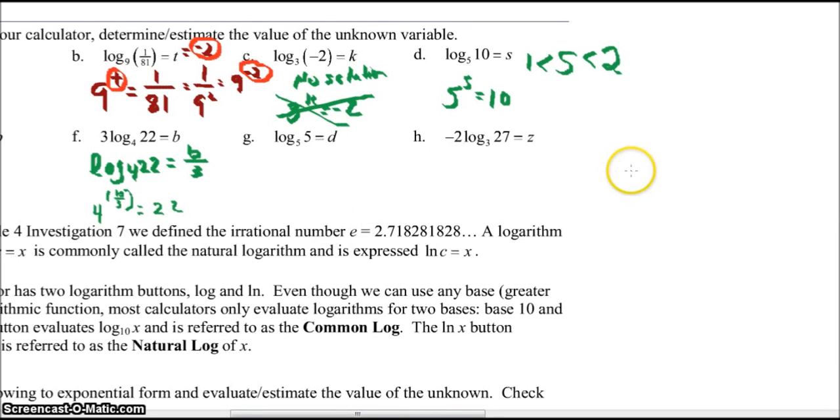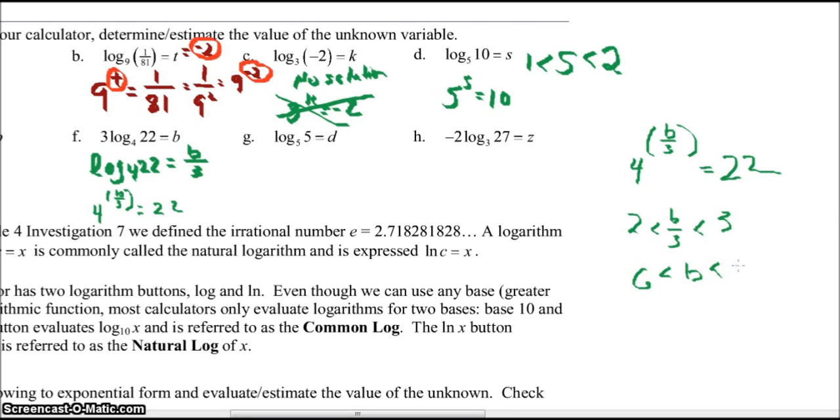Okay, so running out of room, but we know that 4 raised to b over 3 equals 22. Now I know that 4 squared is 16, and 4 cubed is 64, so b over 3 is somewhere in between 2 and 3. Which means b is somewhere in between 6 and 9. So there's our answer for part F.